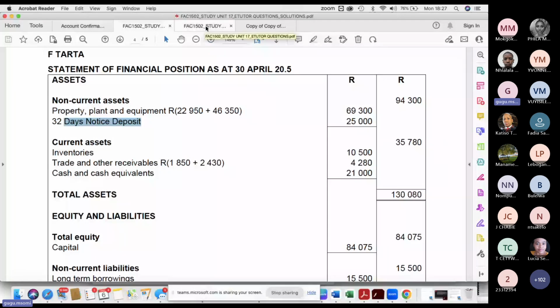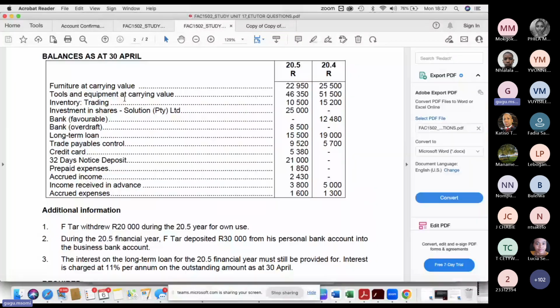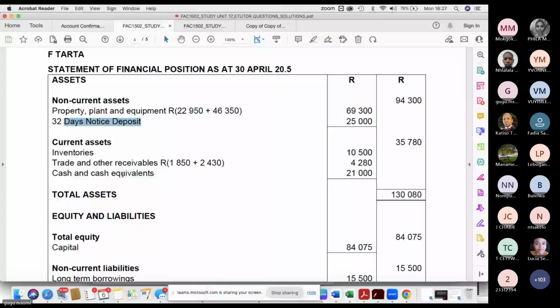So you go through your list and you see, okay, what of my assets would be current assets? So that's the one that we've just spoken about. You'd have your 32-day notice deposit, because that you would be able to access and use in a period of less than a year. Say you've got your 21,000 cash and cash equivalents, and then you would have, we're actually missing our bank account, sorry.